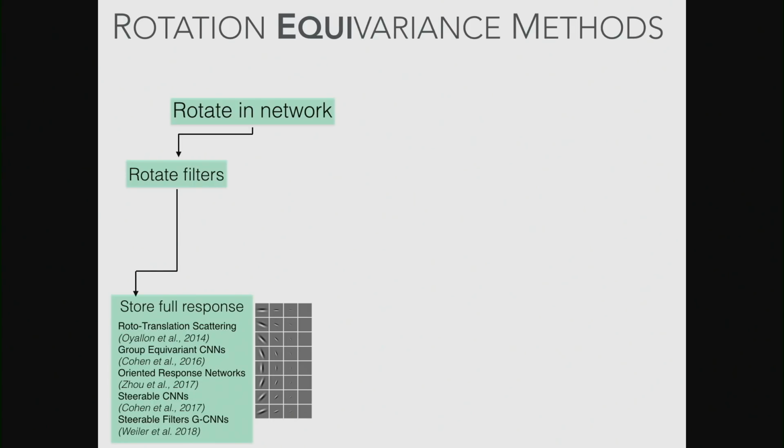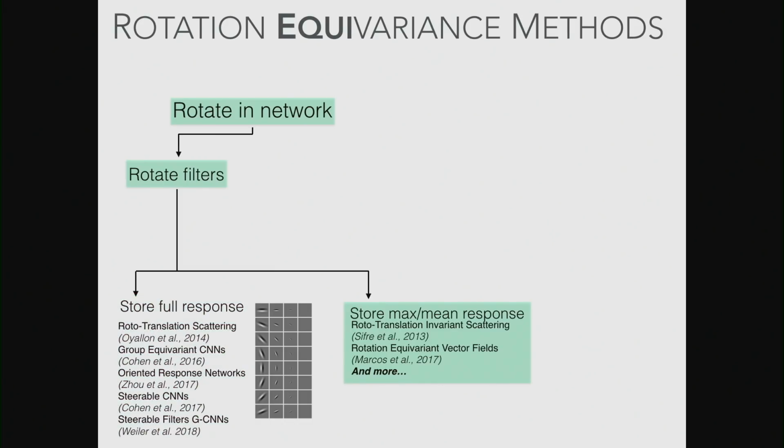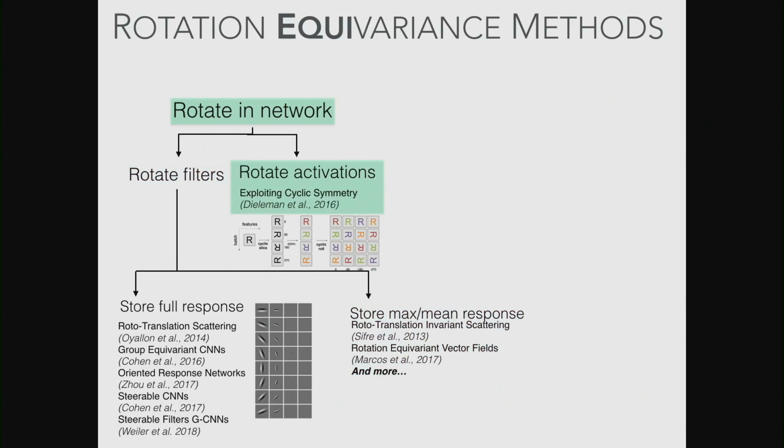So in some papers, what they do is they rotate the filters. There's a whole load of different papers which, whether they know it or not, are basically doing group convolutions. Some of them rotate their filters in that convolution. Some of them will store the entire response, or they'll take the max and the mean, and there's a few more which are published later.